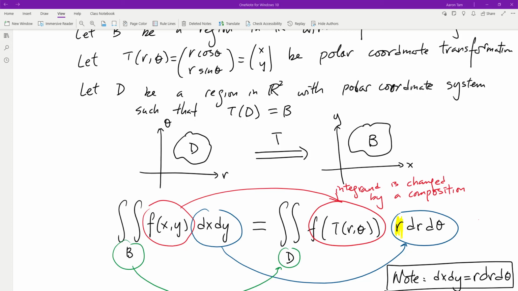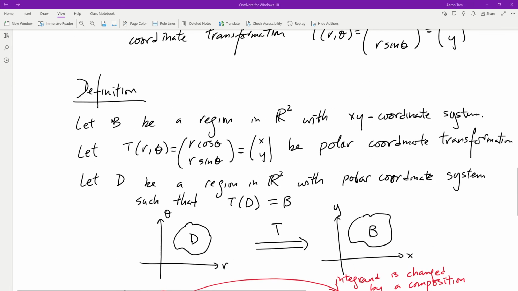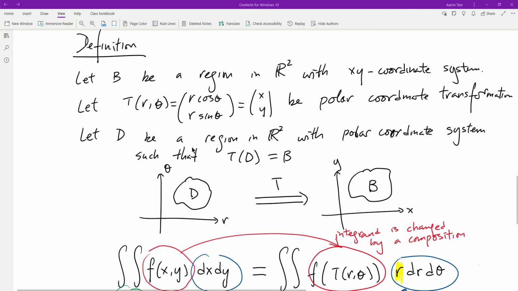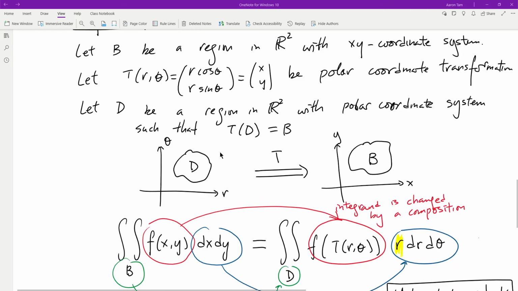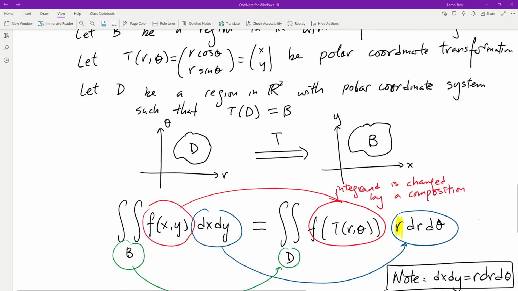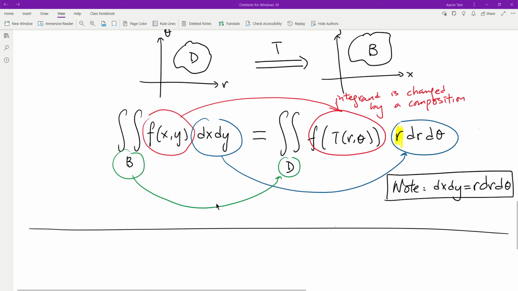Hello everyone. So today we're going to continue on 7.4. The last thing we talked about in the last video was a definition on how to transform an xy coordinate system double Riemann integral into a polar coordinate r theta double Riemann integral. So the formula is right here.